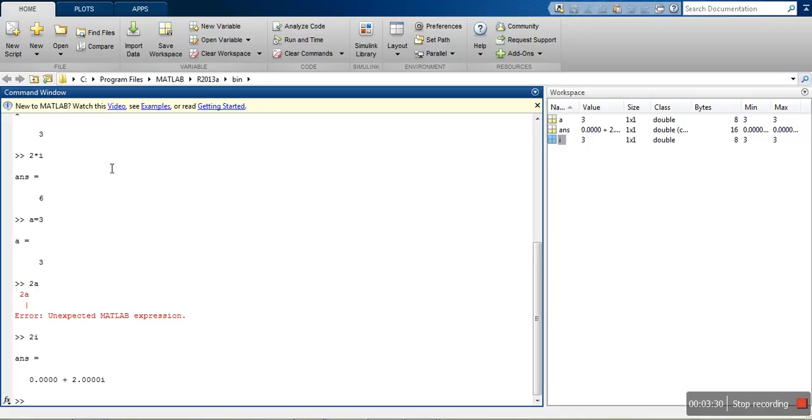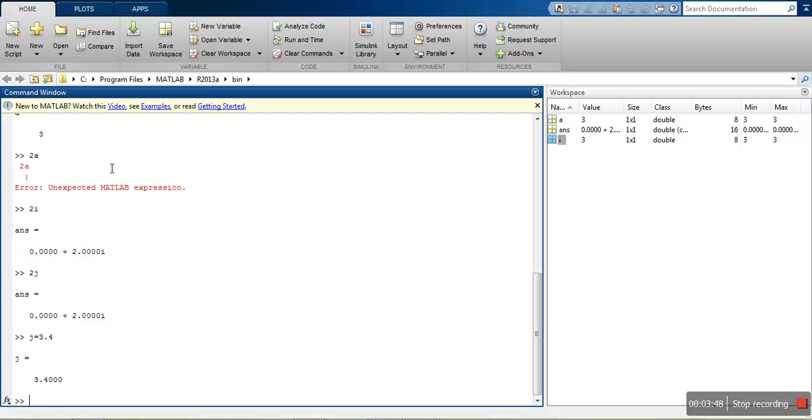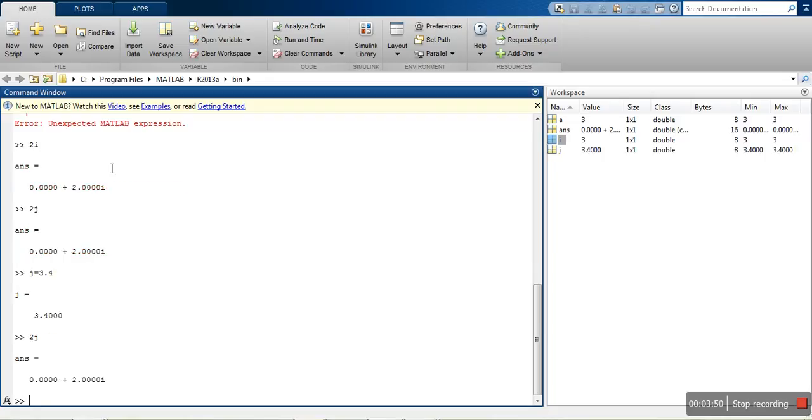It is the case for j also. 2j is equal to 0 plus 2i. If you define j is equal to 3.4 and then evaluate 2j, then it will interpret it as 0 plus 2j. So it doesn't require any multiplication sign, so take care of this.